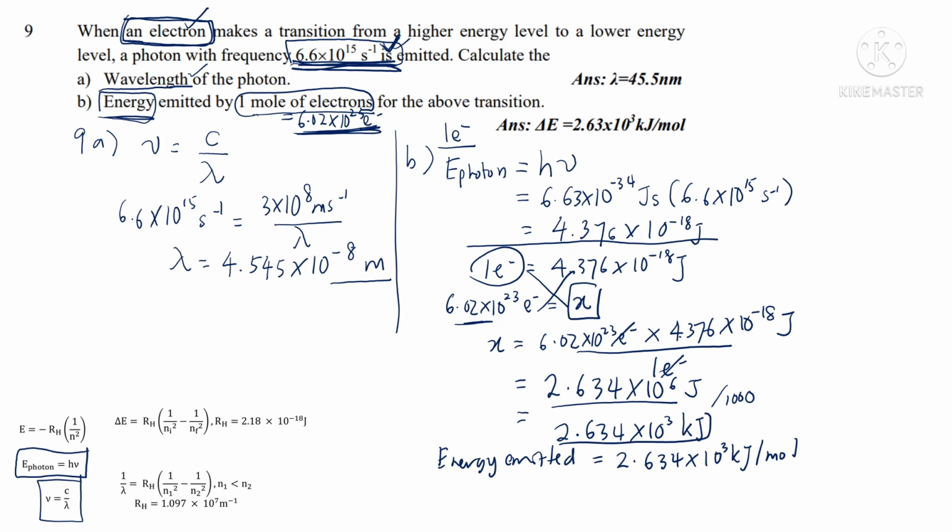Here, 1 mole of electron is written in front here, so the unit is just kilojoule. For energy emitted, to tell people this is for 1 mole, we need to write the unit as kilojoule per mole, to tell people that this is the amount of energy emitted corresponding to 1 mole of electrons involved in the electron transition.